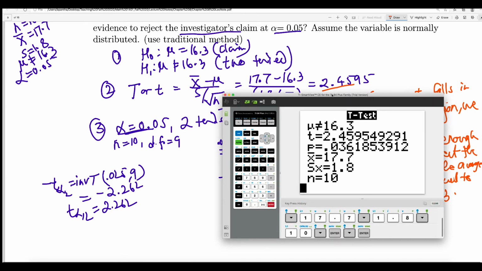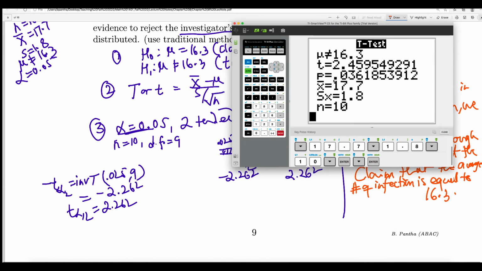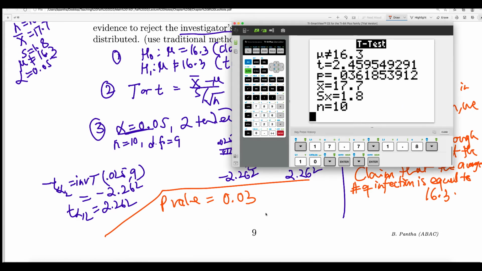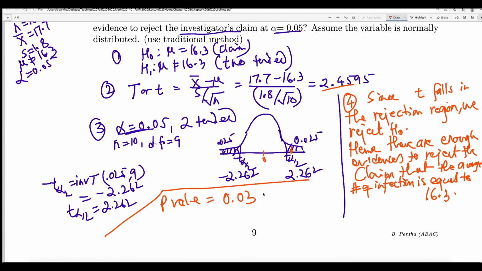We got the same thing here, 2.4595. And the p-value is 0.0361. You see that? P-value is less than alpha. Let me write down that p-value thing here. If you do by the p-value method, the p-value is 0.0361. So p-value is less than alpha. So we reject H0. We reject the null hypothesis. So the conclusion is the same because we are getting the same decision, right? So we reject the null hypothesis.